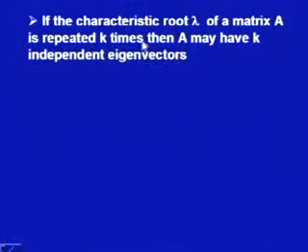Now, if the characteristic root lambda of a matrix A is repeated k times, then A may have k independent eigenvectors. It may happen, it may not. If all the values are distinct, we will definitely have independent eigenvectors, but if they are repeated, then the corresponding eigenvectors may be dependent or independent. Both things are possible.